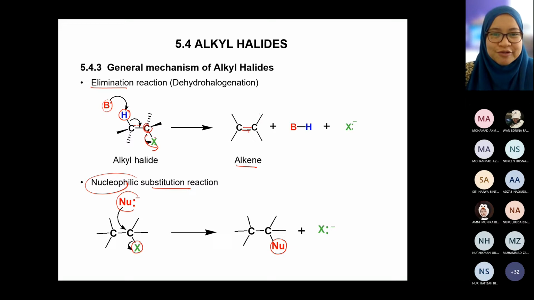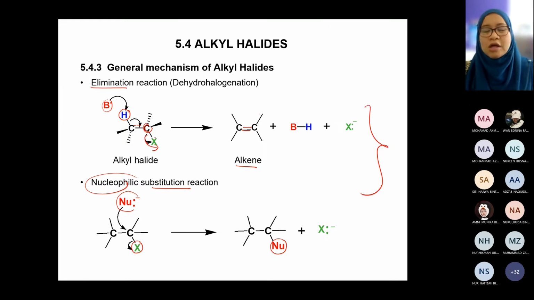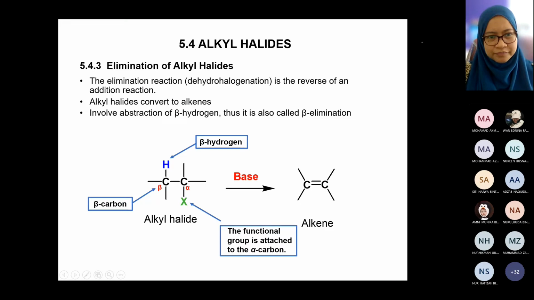Remember tak alkene dulu? Yang kita buka kan dia, yang kita nak letak halogen. Now, alkyl halide kita nak buang, nak jadikan balik alkene. So dia pusing-pusing balik je kat situ. Okay, alright. So these are the two common reactions that alkyl halide can undergo. Okay, kita akan tengok in detail after this.